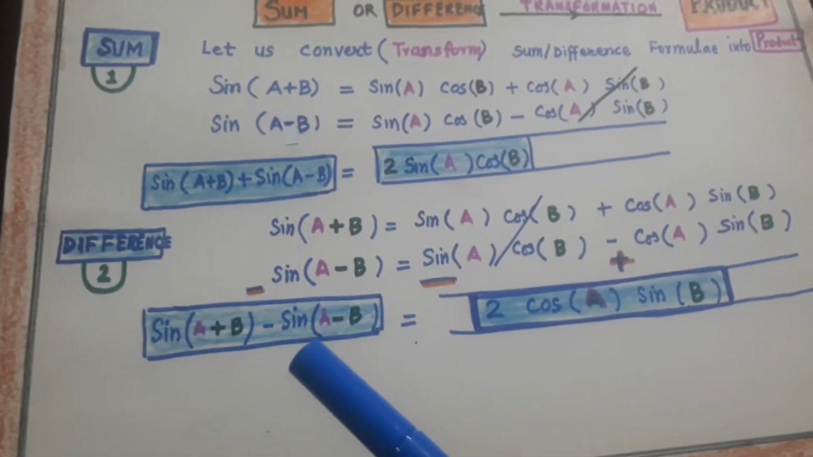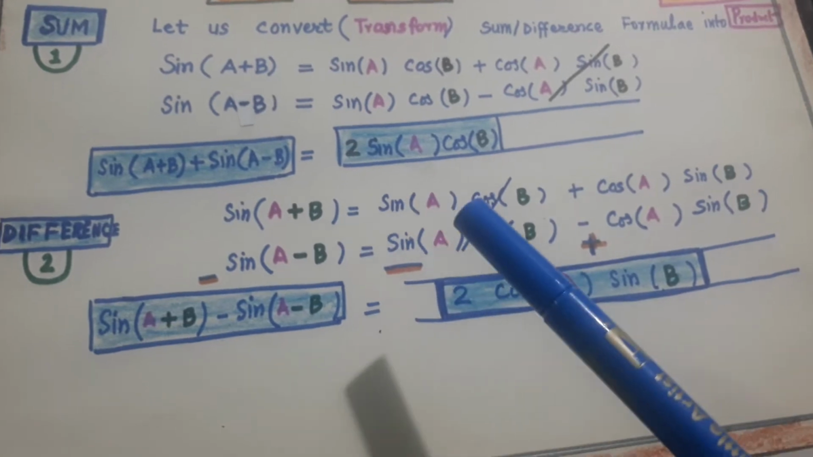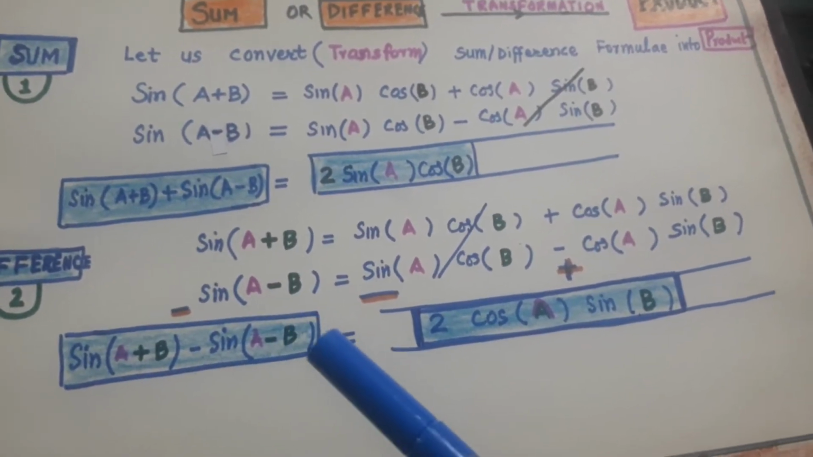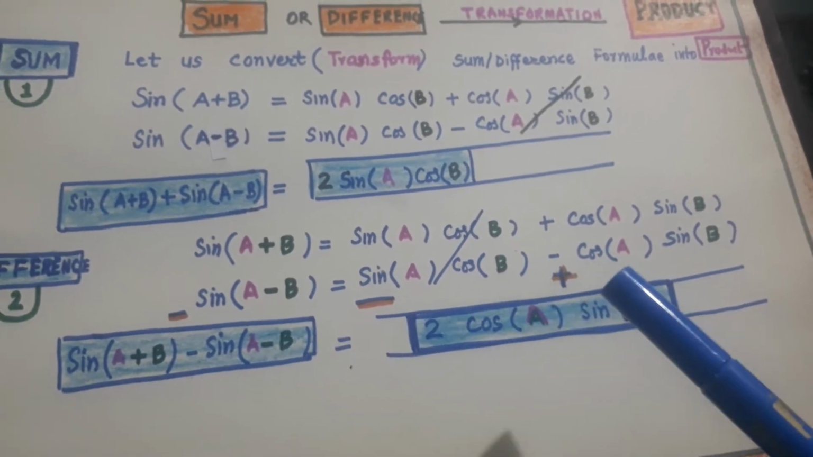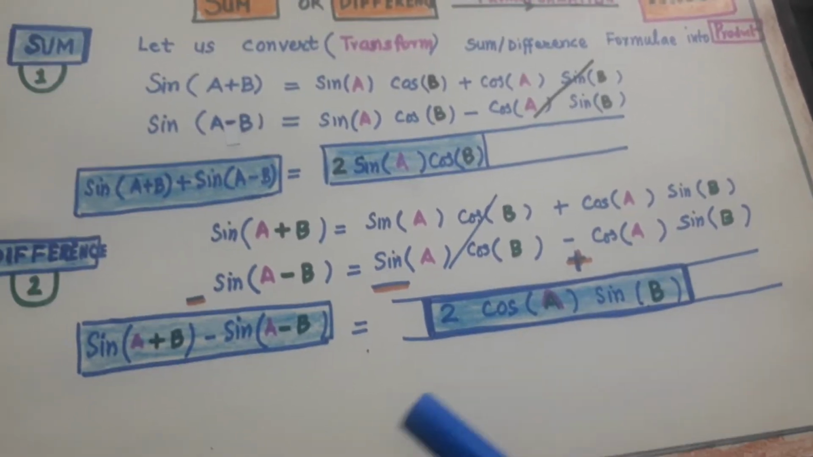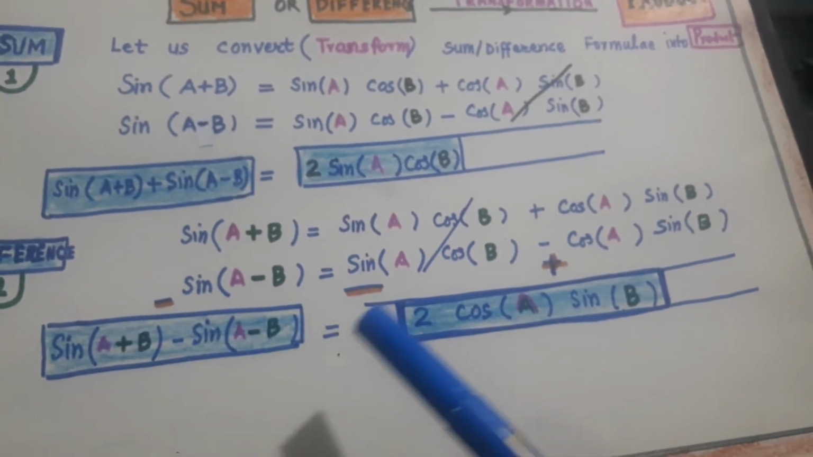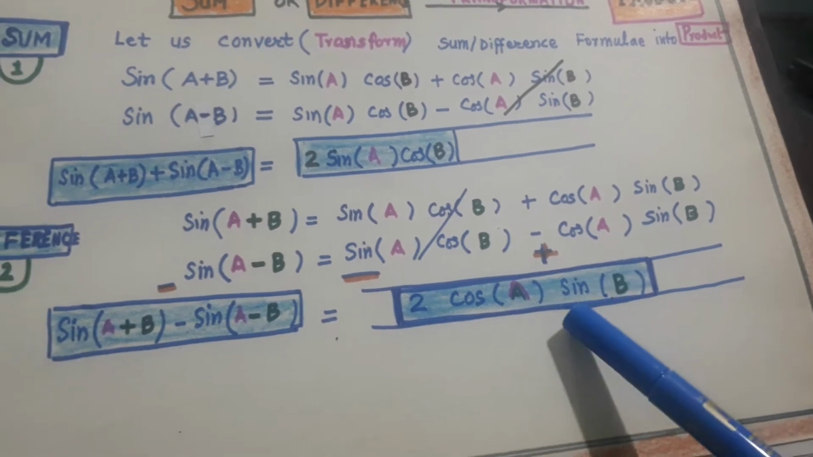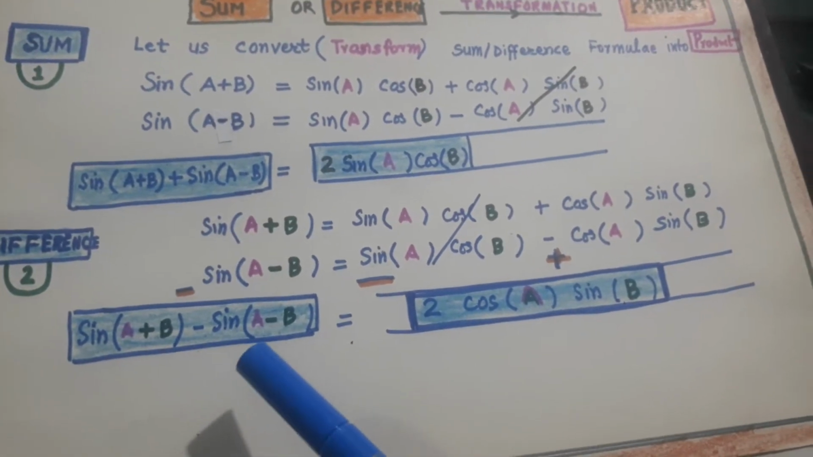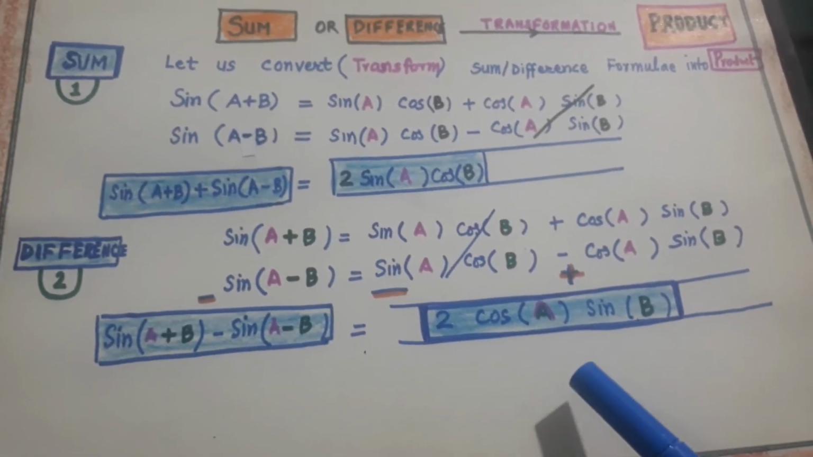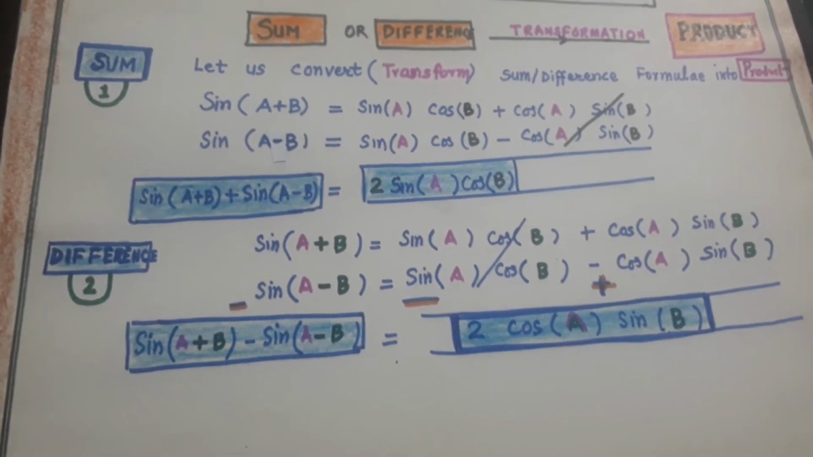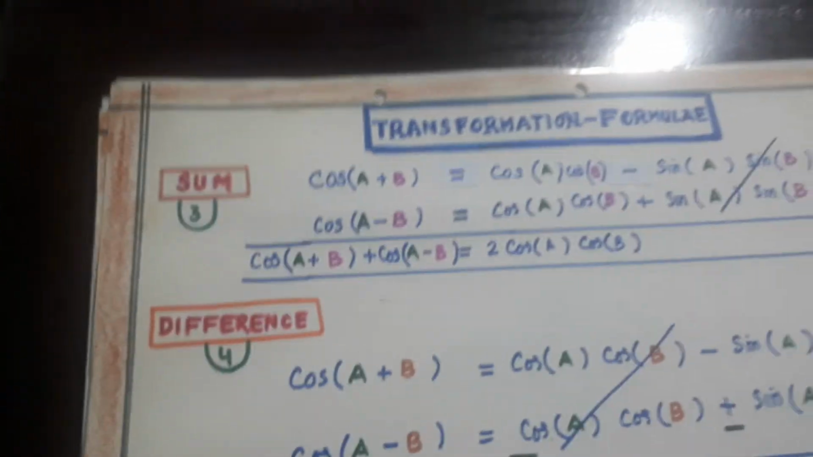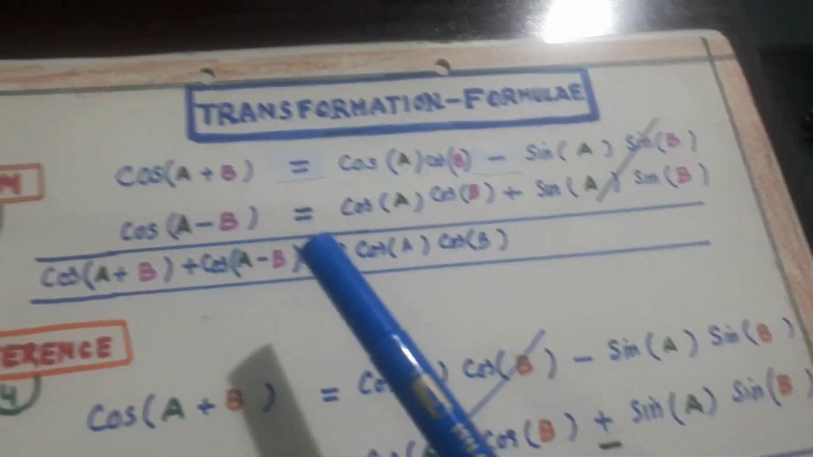Now let us subtract. Sin A plus B, we know, is sin A cos B plus cos A sin B. And sin A minus B, we know, is sin A cos B minus cos A sin B. When we subtract, this term will be cancelled up and this will be doubled. So sin A plus B minus sin A minus B is 2 cos A sin B. Now let us go further. This is the third transformation.